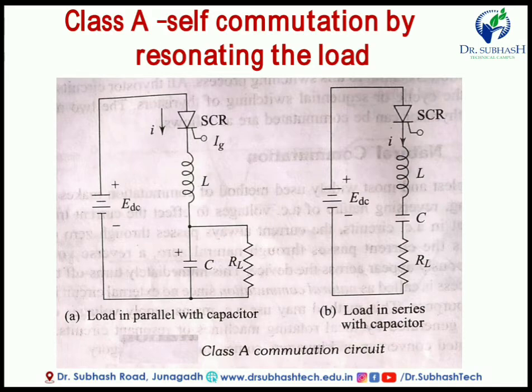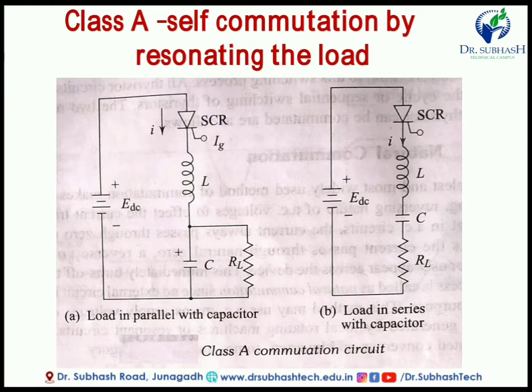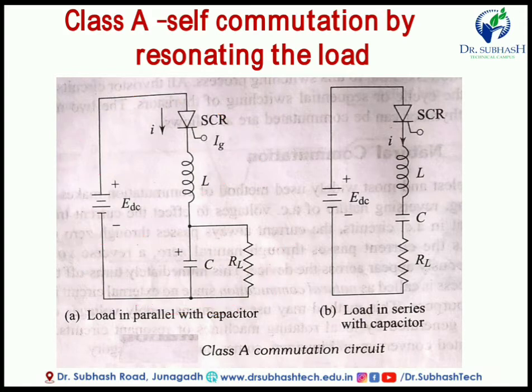Here in this figure you can see the SCR, inductor L, resistor RL and capacitor C. This one is the DC input signal. Here you always have to connect DC, because only with DC is there a requirement for a commutation circuit. Whenever we give a triggering pulse to the gate and the SCR becomes on, at that time, this is the anode and this is the cathode, anode to cathode current flows.